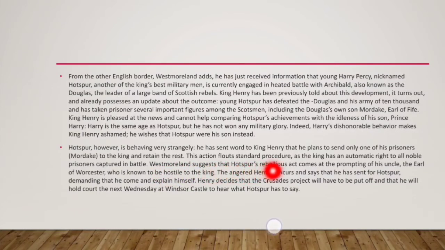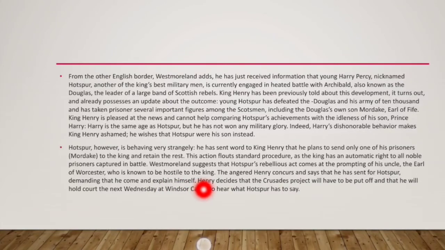Westmoreland suggests that Hotspur's rebellious act comes at the prompting of his uncle, the Earl of Worcester. Now, Westmoreland, the royal councillor, is able to discern this much, that Hotspur's rebellious act comes from the promptings of his uncle Worcester. So Worcester has been manipulating Hotspur to take such a decision. Now, Worcester has become hostile to the king. He has become quite hostile, has gone against the king, and the angered Henry concurs and says that he has sent for Hotspur, demanding that he come and explain himself.